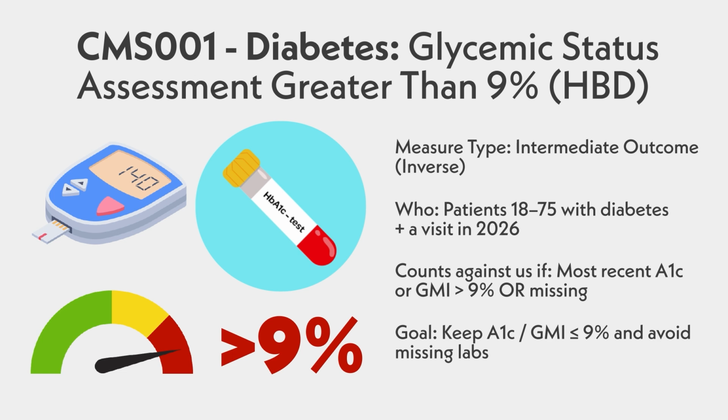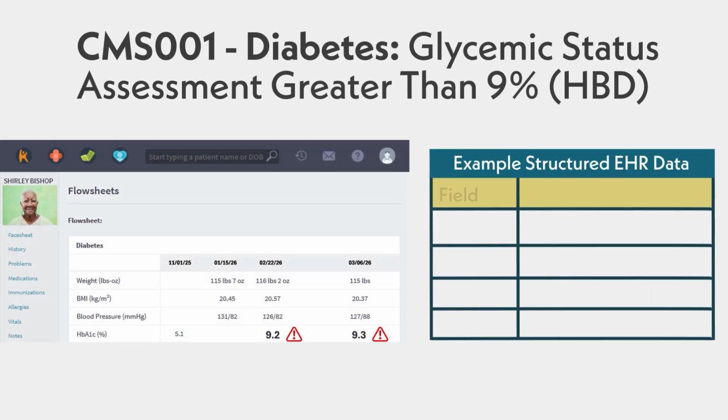So for clinicians, every patient with diabetes needs 2 things over the year. 1, timely testing, and 2, making sure the result is captured correctly so it's not treated as missing. Now let's talk documentation, because this is where most performance gaps happen.